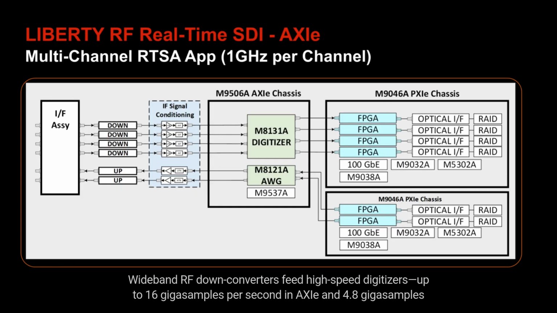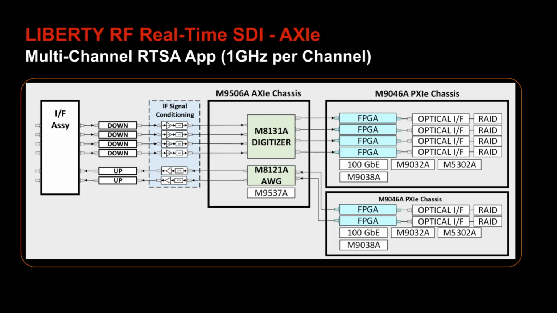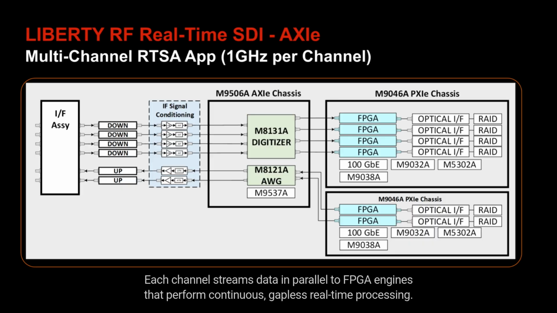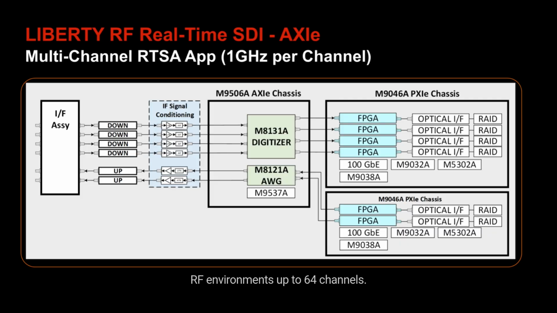Wideband RF downconverters feed high-speed digitizers, up to 16 gigasamples per second in AXIe and 4.8 gigasamples per second in PXIe, providing up to 1 GHz of instantaneous bandwidth per channel. Each channel streams data in parallel to FPGA engines that perform continuous gapless real-time processing. Together, the AXIe and PXIe platforms deliver a scalable, reconfigurable wideband RTSA solution for modern RF environments up to 64 channels.